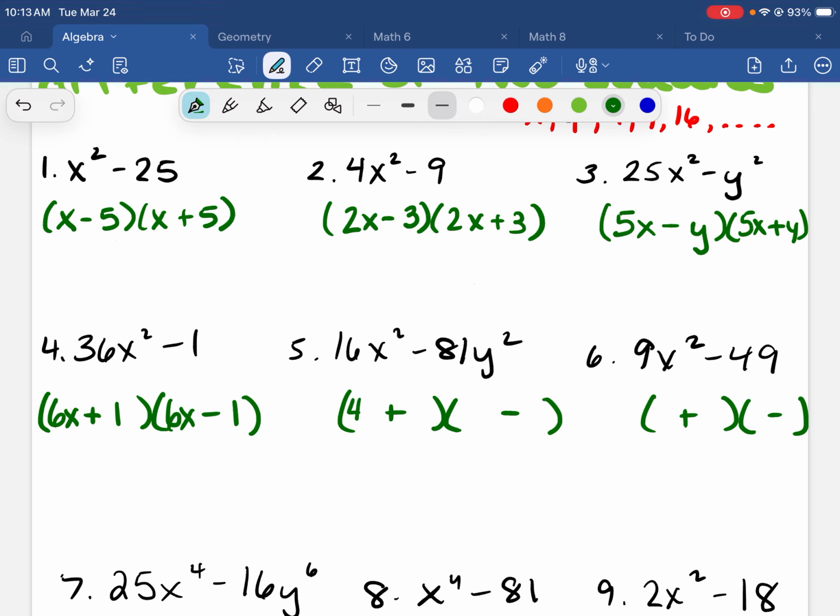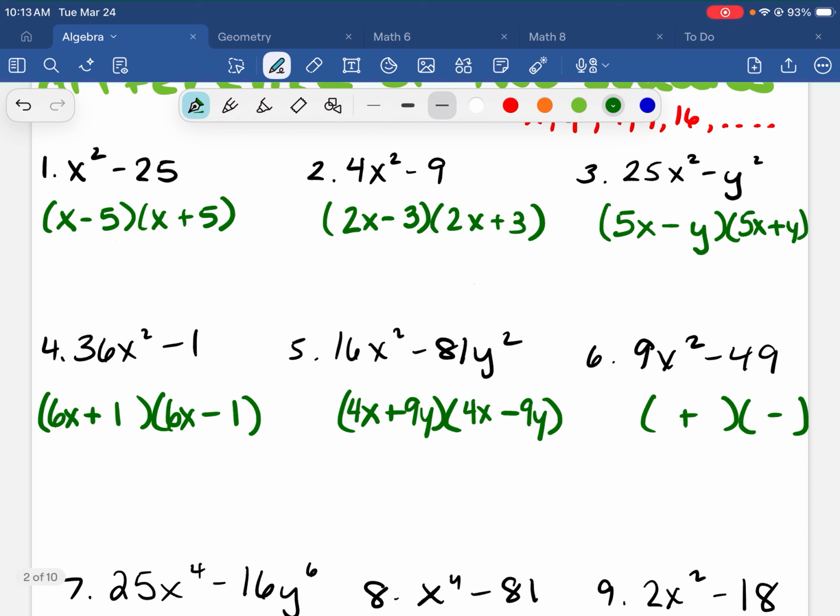For number 5, 4 is the square root of 16. 4x times 4x is 16x squared. That subtraction separates our terms. 81y squared, the square root of that would be 9y. So I have 4x plus 9y and 4x minus 9y.